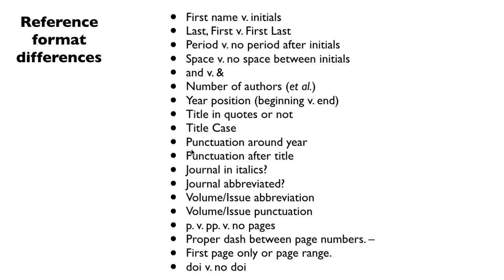What's the punctuation around the year? Is it parentheses? Is it a period? Is there punctuation after the title? What does it look like? Is it a period? Is it a colon? Do you put the journal in italics or not? Do you abbreviate the journal, or do you write out the full journal name?